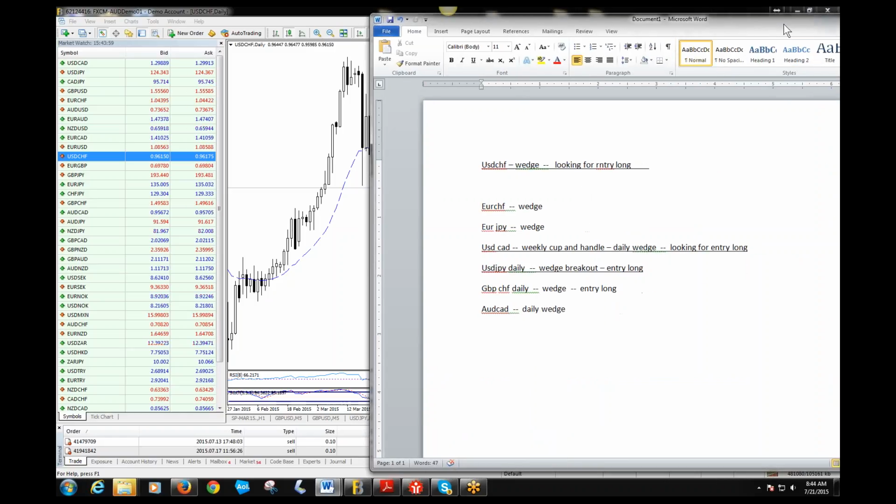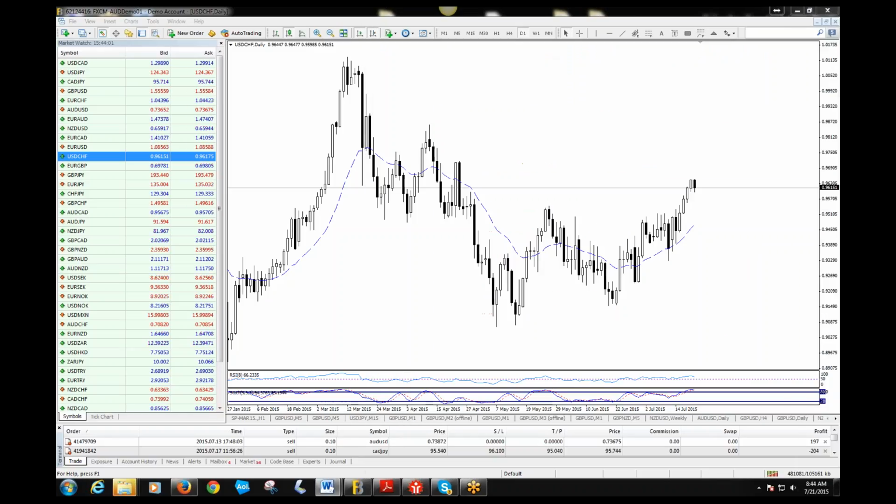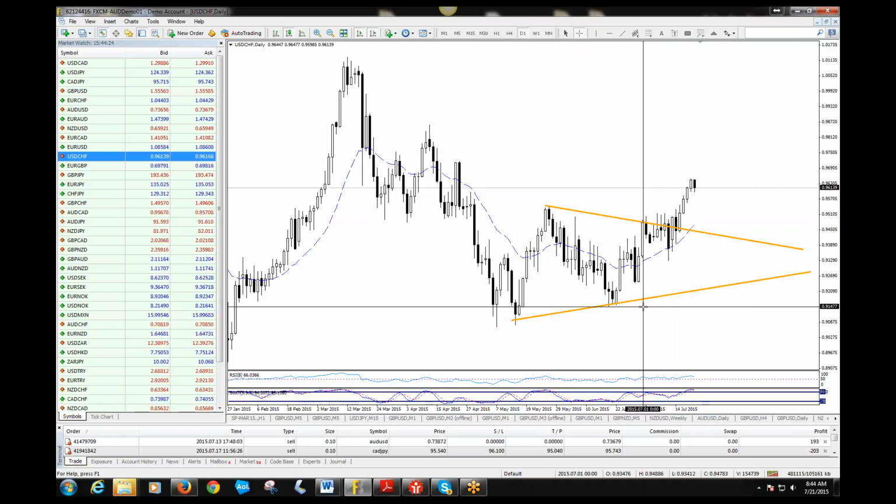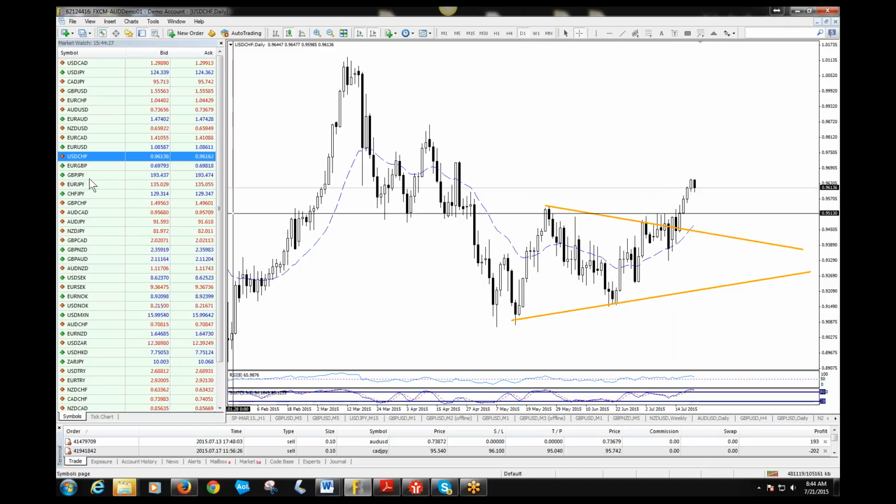All right. So the first one was Dollar Chef. We were looking for a wedge, and let me see if I just saved this. Well, let me just draw the wedge in here. Dollar Chef, and this looks about right because we haven't been at the charts for a few days. This is our wedge breakout here. And what we didn't do was follow up on some of these. That was a Dollar Chef wedge.